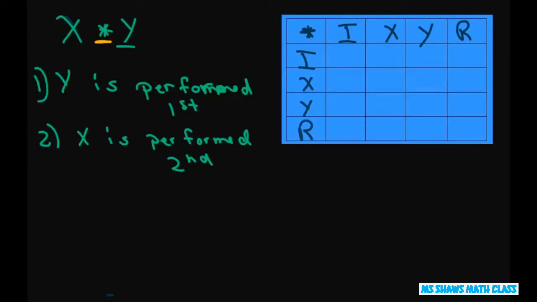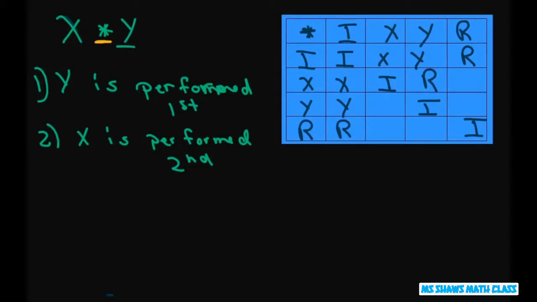So for the identity, you get I, X, Y, R, and then X, Y, R. Now X star X gives you back your original. Y star Y gives you back your original. And your rotation R star R gives you back your identity, which is your original. Now X star Y is when you perform Y first. And when you do X star Y, you're going to get R.